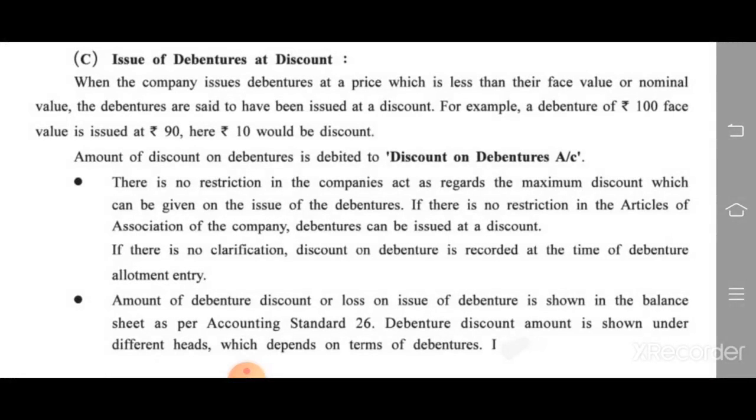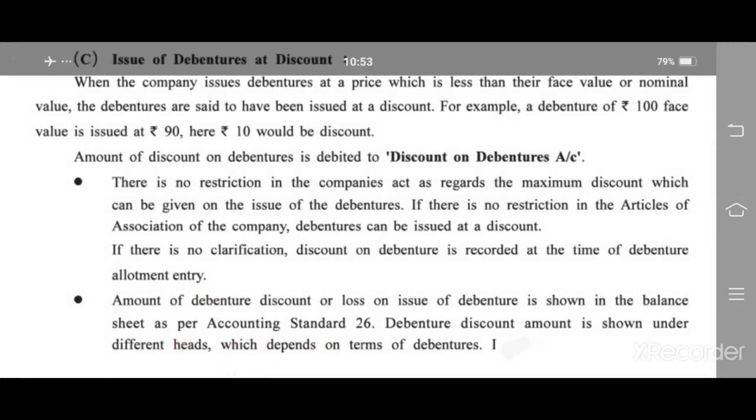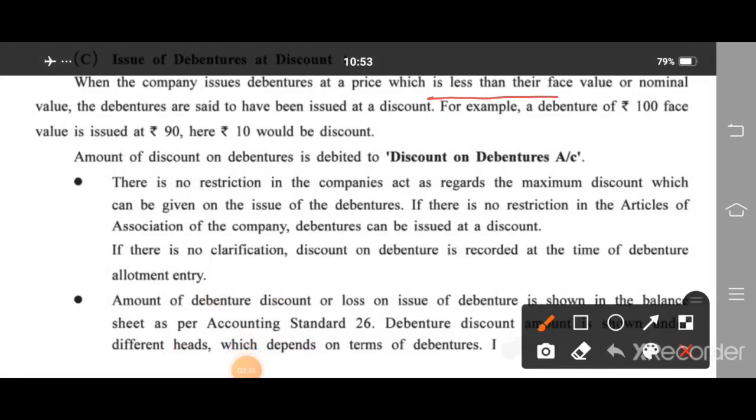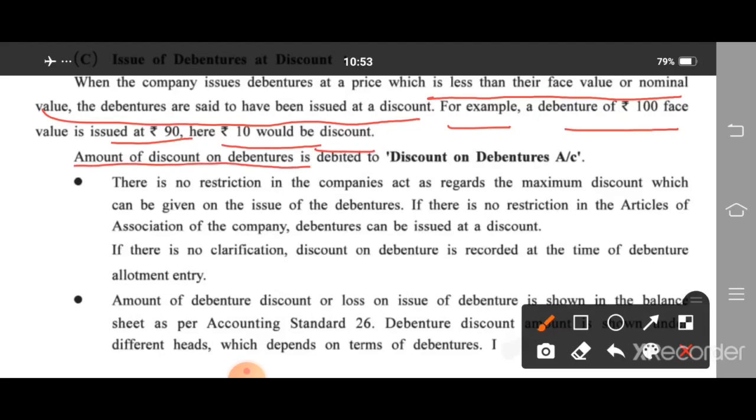Now, issue of debenture at discount. When the company issues debenture at a price which is less than their face value or nominal value, the debenture is said to have been issued at discount. For example, a debenture of rupees 100 value is issued at 90 rupees. So 10 rupees would be discount. Amount of discount on debenture is debited to discount on issue of debenture account.